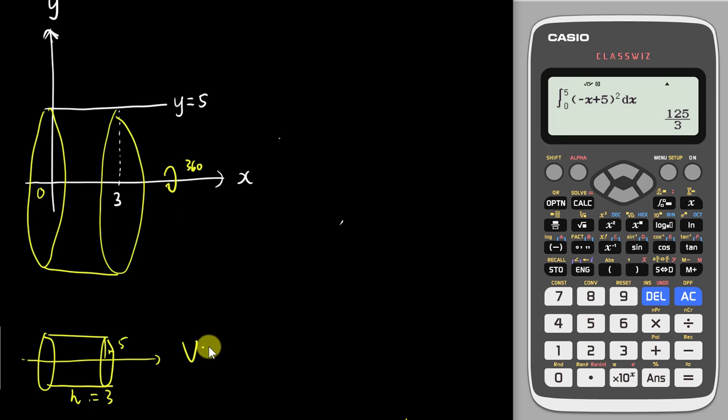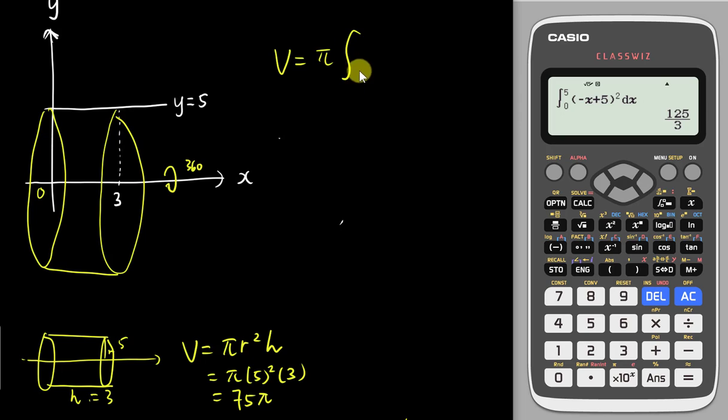So the volume for a cylinder is pi r squared h. So it's pi, r will be 5 squared, h is 3. So this one is just 75 pi. So I can use the integration law to actually find this volume as well. In order to rotate on the x-axis, this is the volume, and here will be pi integrate from 0 to 3, and then this one is dx. So here will be just y squared.